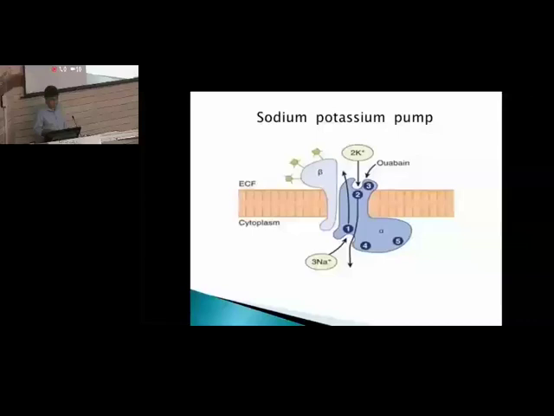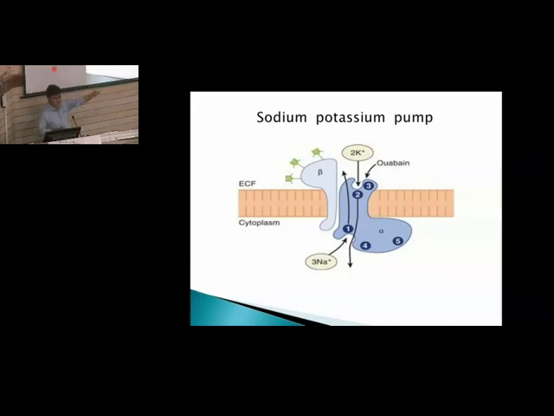It has 3 sodium sites inside the cell. Okay, you can see cytoplasm and ECM. That side is ECM and this below side is cytoplasm inside of the cell. And this straight line, this strip, is the bilipid layer.